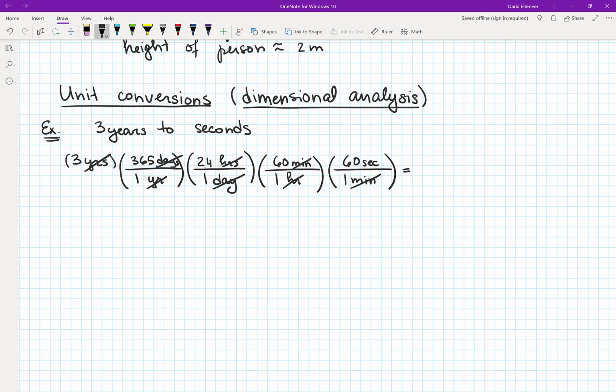In order to cancel what you don't want, you put the next unit of that kind on the bottom, or vice versa. So basically, you just want to have the units that you're canceling, one on top and one on the bottom. And once you've canceled out everything you don't want, then you end up with the units that you do want.